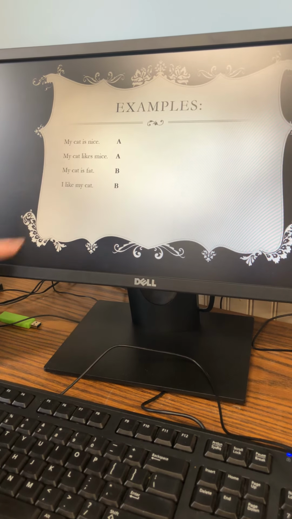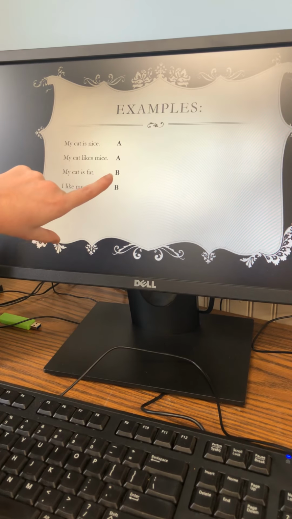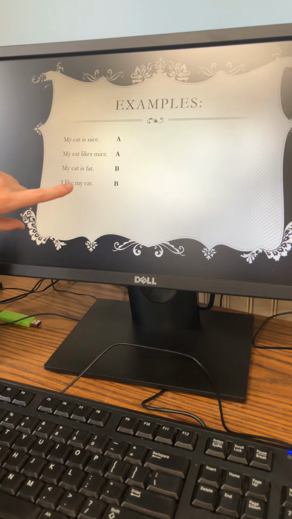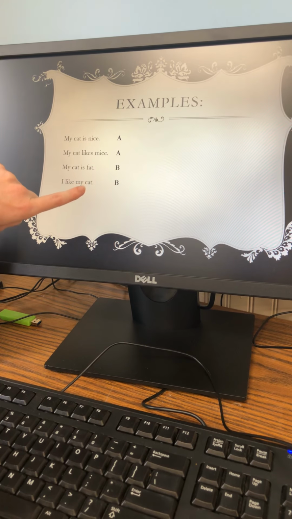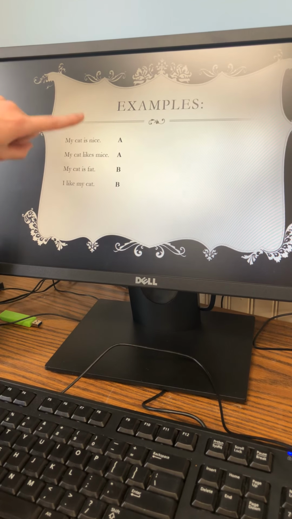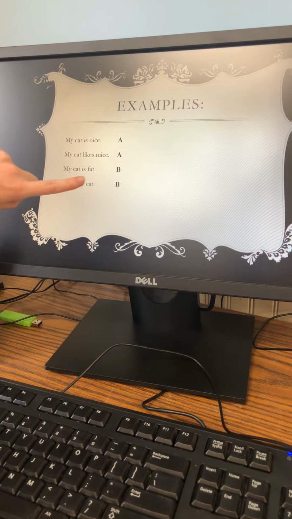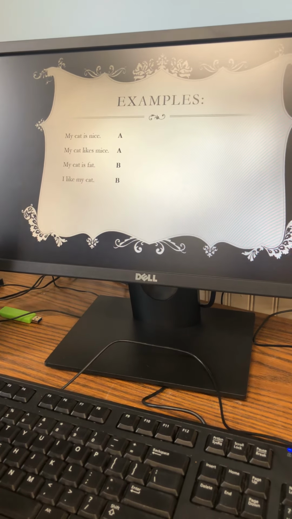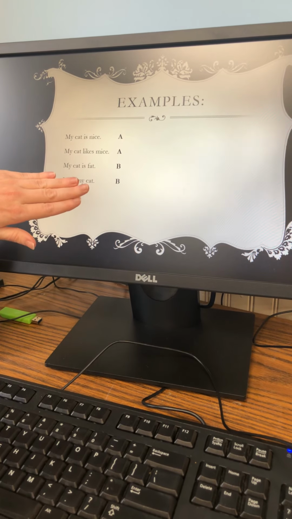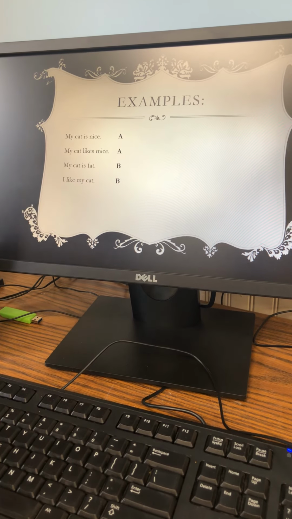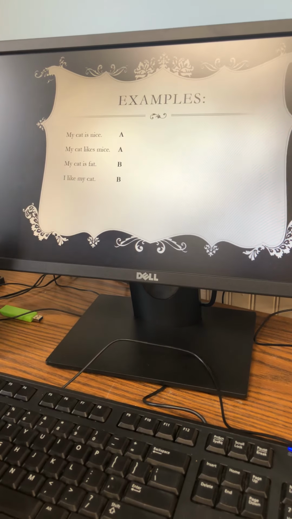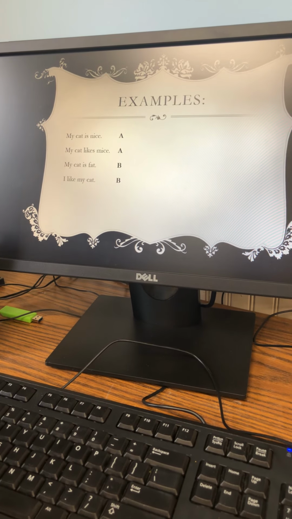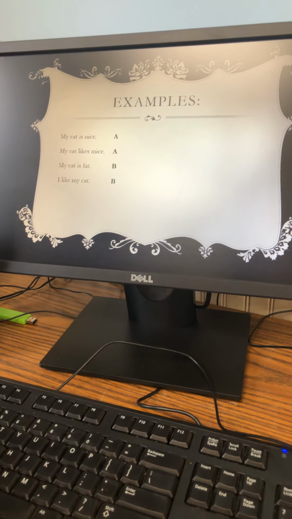Fat does not rhyme with nice and mice, so you go to the next letter in the alphabet, which is B. And then the final line, the last word is cat. It does not rhyme with nice or mice, so it does not get an A. Cat does rhyme with fat, however, so it gets the letter B. If this word did not rhyme with fat, if this word were dog instead of cat, then it would get the letter C. You just keep going down the alphabet. Okay.